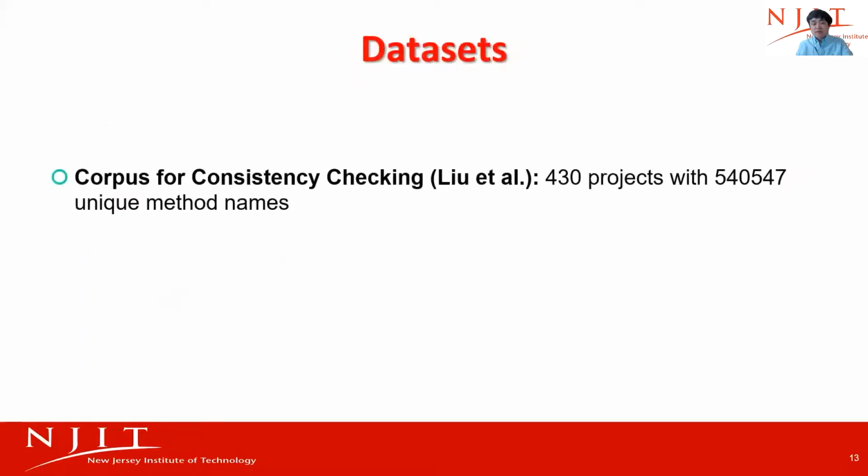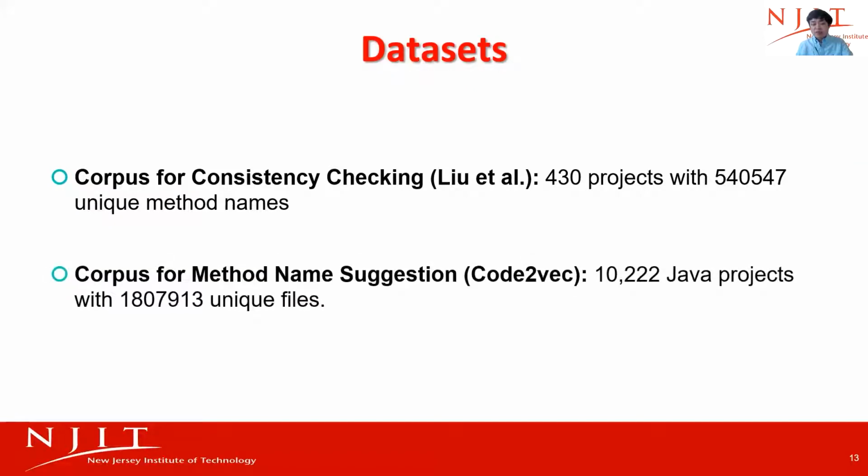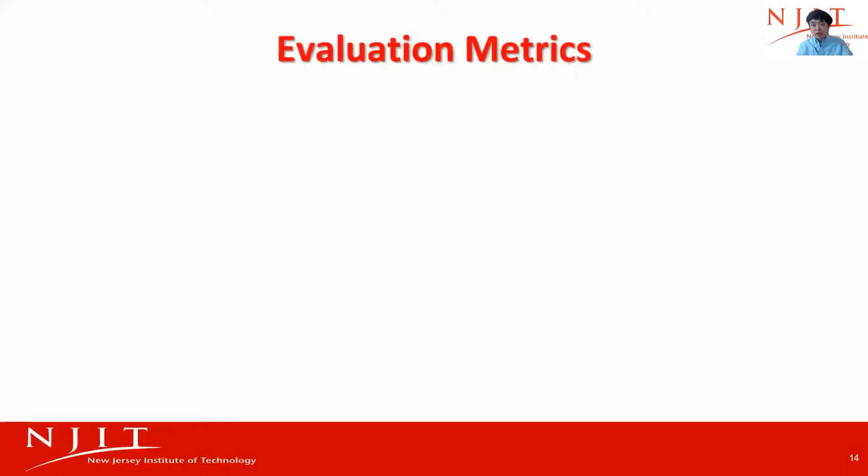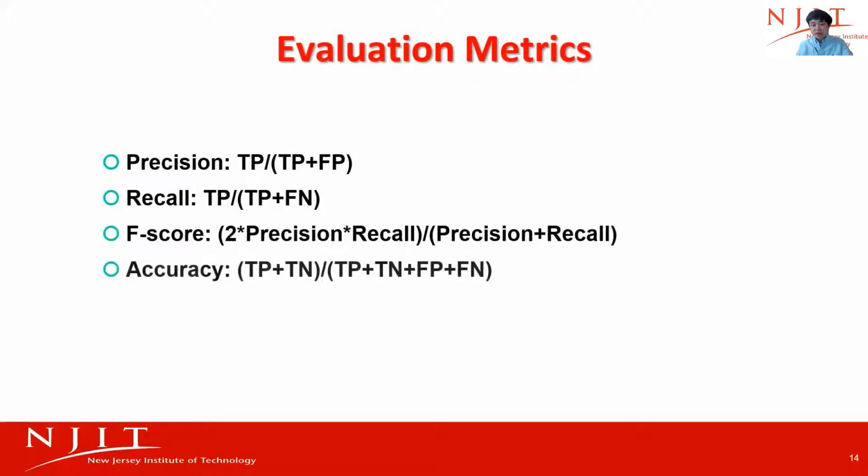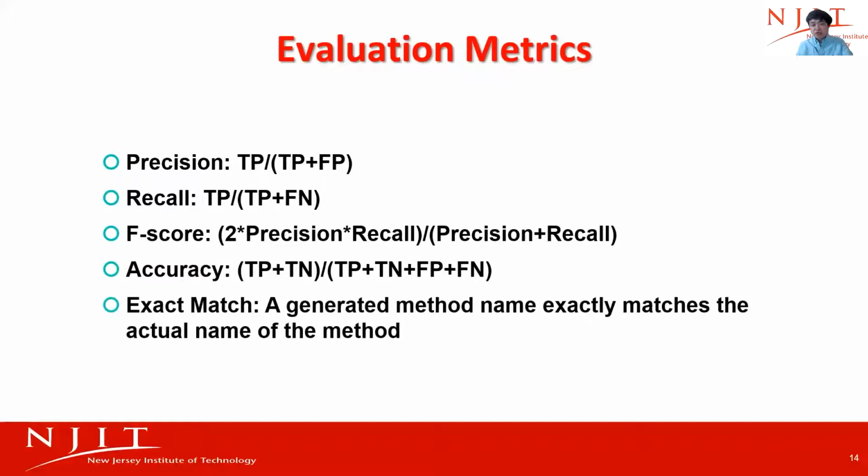In our evaluation, we use the corpus for consistency checking from Liu's paper, which contains 430 projects with about 440K unique method names. For the method name suggestion task, we directly use the dataset from code2vec. This dataset was collected from over 10K Java projects with over 1.8 million unique files. We use precision, recall, F-score, accuracy, and exact match to evaluate the performance of our approach and the baselines. Here, exact match means that the generated method name exactly matches the actual name of the method.